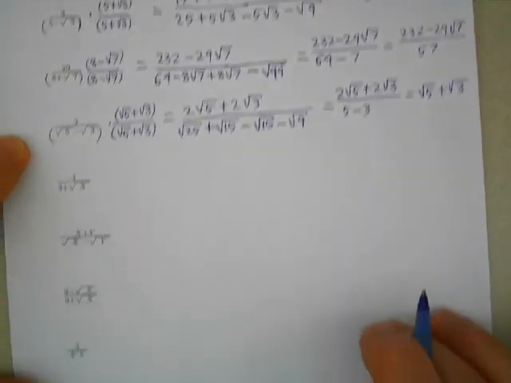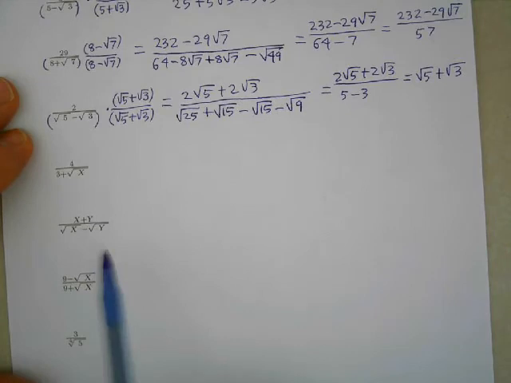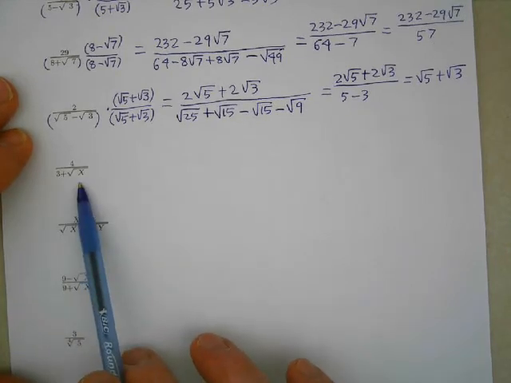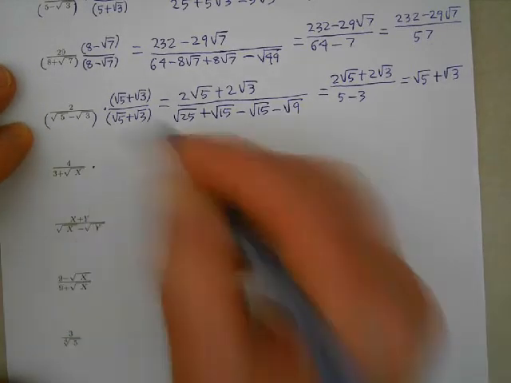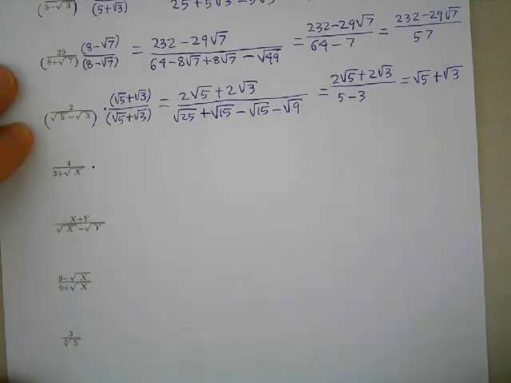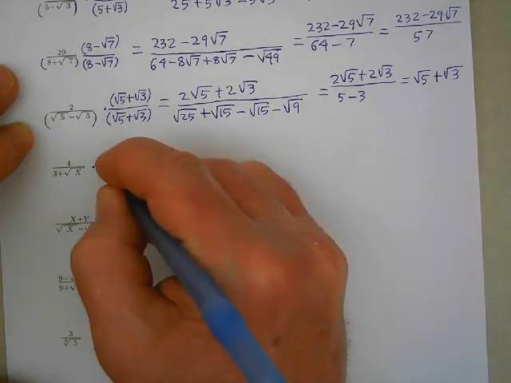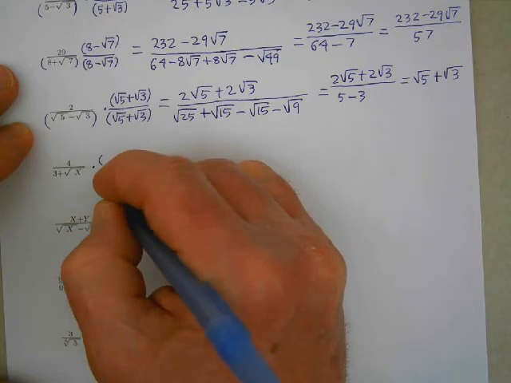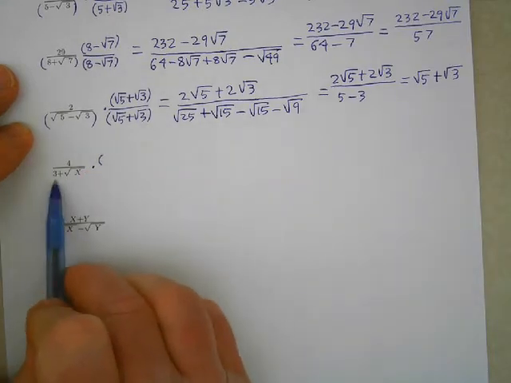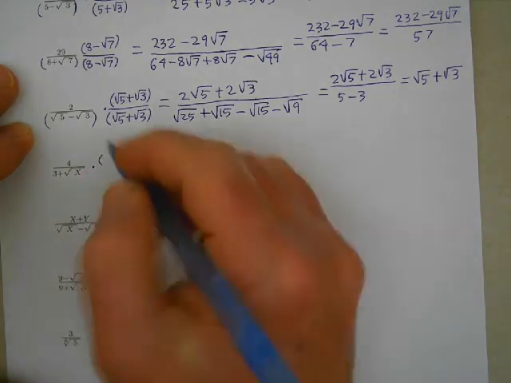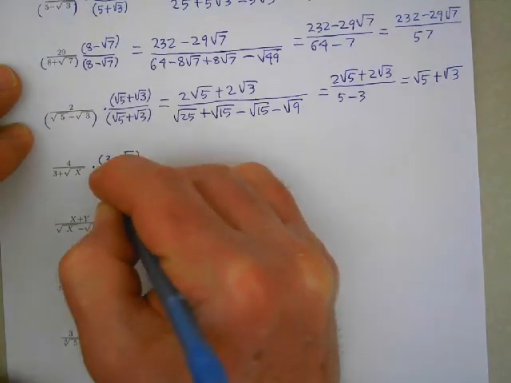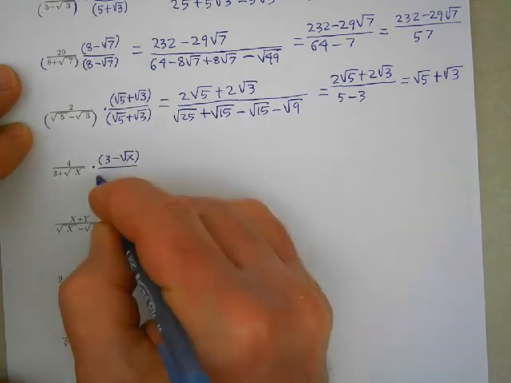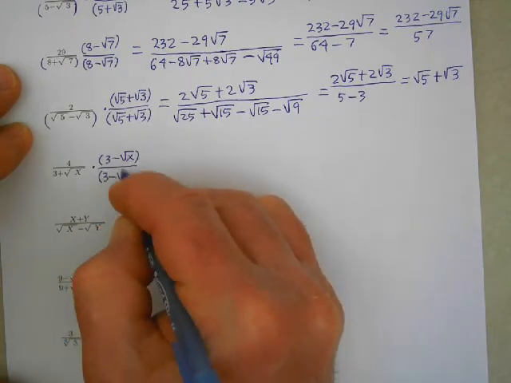Okay, the next example, 4 divided by 3 plus the square root of x. Well, the same sort of thing that we did on the previous 3 examples. We're going to multiply by 1. We'll multiply the numerator and the denominator by the conjugate of 3 plus the square root of x. In other words, we're going to multiply the numerator by 3 minus the square root of x, and we're going to multiply the denominator by 3 minus the square root of x.